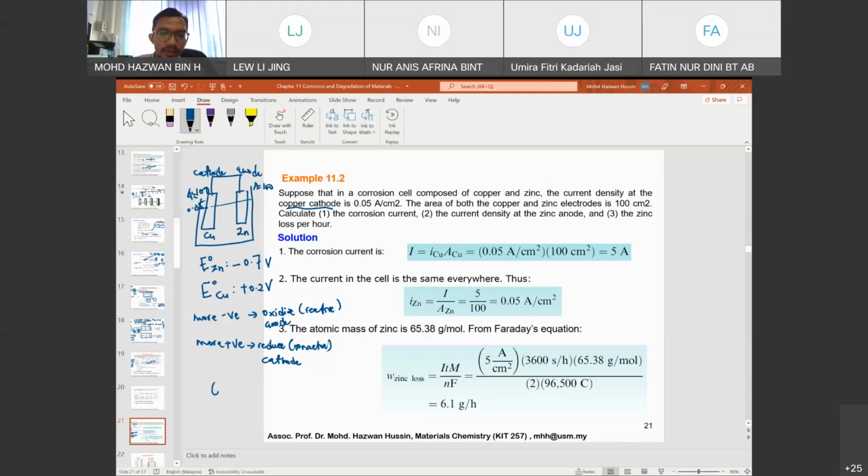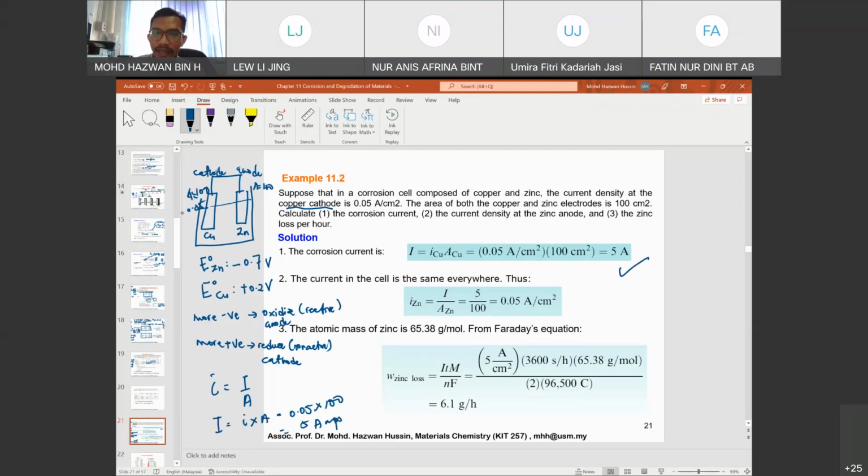As we know, current density is equal to current over area, isn't it? So in order to calculate current, this equals current density multiplied by area. So current density berapa? 0.05 multiplied by area, which is 100. Then you get 5 amperes. Faham tak? Alright. Next question.